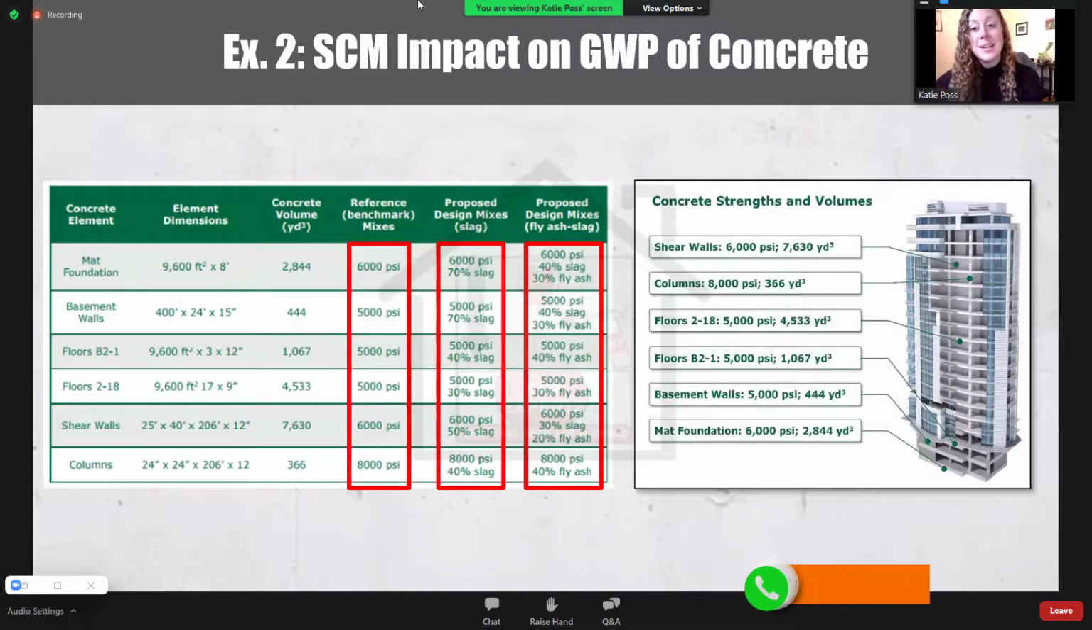There's oftentimes a schedule component that really needs to be considered, especially as we increase SCM content. So keep in mind that concrete requiring high early strength should be limited to maybe around 30% replacement of fly ash or slag. But concrete that does not require that high early age strength, such as footings, basement walls, even some vertical elements like columns and shear walls, those could have as much as 70% fly ash and/or slag, and consider allowing those to be tested at 56 or 90 days instead of 28 days to account for that slower strength gain.